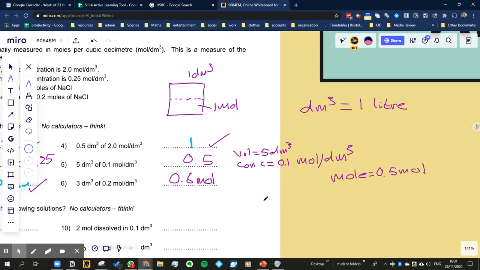So, in other words, to work out the number of moles, all I did is I did the volume multiplied by the concentration. Okay? All right.